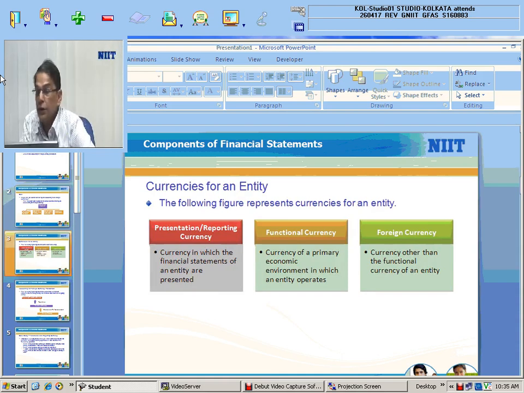So what are the currencies for an entity? One is the presentation or reporting currency. That means the currency in which the financial statements of an entity are presented. Like an Indian company will present its financial statements in Indian rupee. That is the presentation or reporting currency of the Indian company.